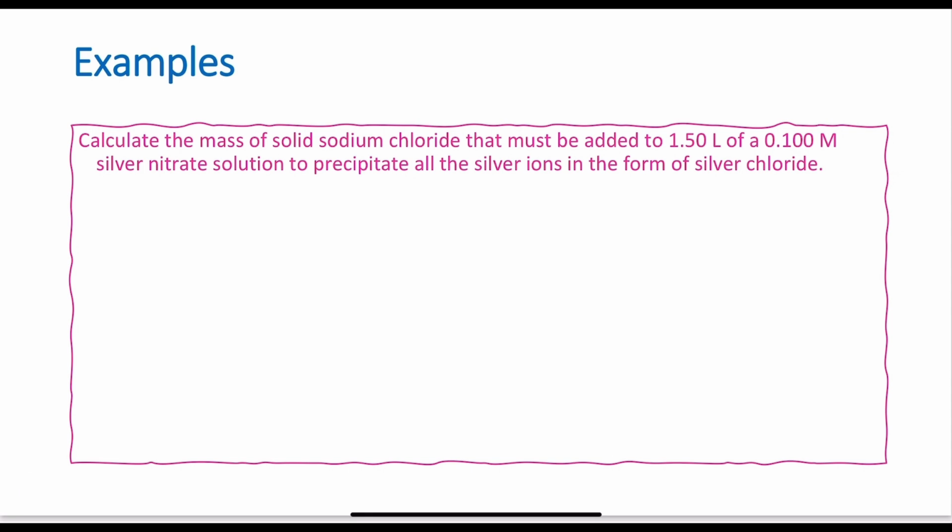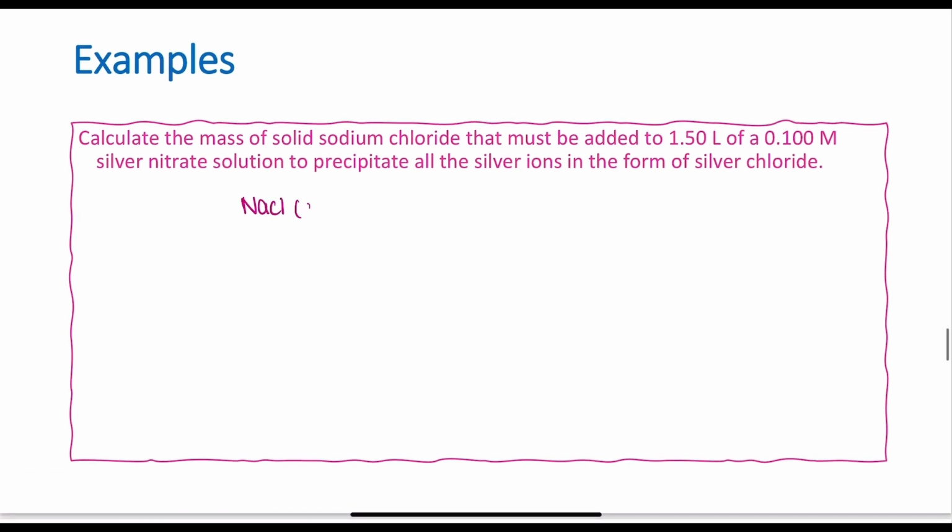Calculate the mass of solid sodium chloride that must be added to 1.50 liters of a 0.1 molar silver nitrate solution to precipitate all of the silver ions in the form of silver chloride. Okay, so I've got sodium chloride, and I want to know how much I need to add to a solution. If it goes into a solution, it's going to be aqueous. It may be solid up front, but it will dissolve when it's put into water. It's going to react with silver nitrate, which is also aqueous. When I swap partners here, I'm going to get sodium nitrate, which is still soluble, and silver chloride, which is insoluble. The question itself helps identify that as well, because it does say all of the silver ions in the form of silver chloride, emphasizing that they will be precipitated out.